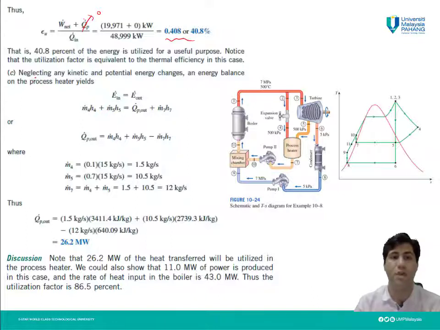Part C. In part C, we have a special case, which is usually how a cogeneration cycle is. A fraction of the working fluid or steam will go to the process heater, and the remaining fraction will go to the turbine. So this is what we usually have in the cogeneration plant. Neglecting any kinetic and potential energy changes, an energy balance on the process heater yields this equation, for the process heater, this part which we have.